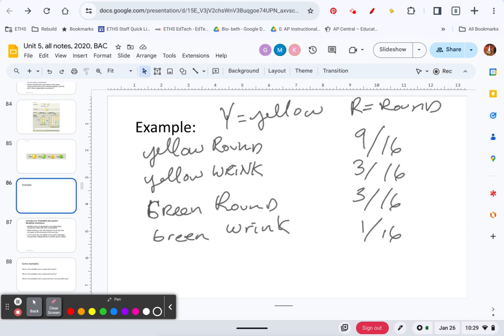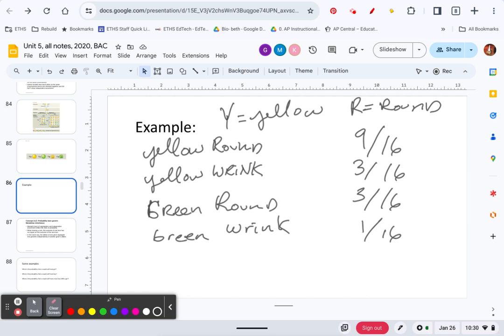Now, there's a few things that we need to talk about. First of all, this is independent assortment. What does that mean? It means, and Mendel didn't know this at the time, that these two traits are on different chromosomes. So they don't have anything to do with each other as they go through meiosis. There's no crossing over, no mixing of any sort. Whether or not you get yellow for seed color and whether or not you get wrinkled or round as a seed shape are completely independent of each other. Okay, so that's an important point.